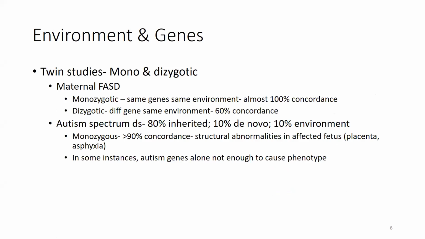And it's been shown in a case of fetal alcohol spectrum disorder, where the twins are monozygotic, meaning they have the same genetic sequence and the same environment, which in this case is fetal alcohol exposure, the concordance rate is almost 100%. But then when you have dizygotic twins, they're not genetically identical, but the environment is the same because both fetuses are getting the same dosage of alcohol, the concordance rate is about 60 to 70%. So it shows that there's a genetic predisposition to teratogenicity.